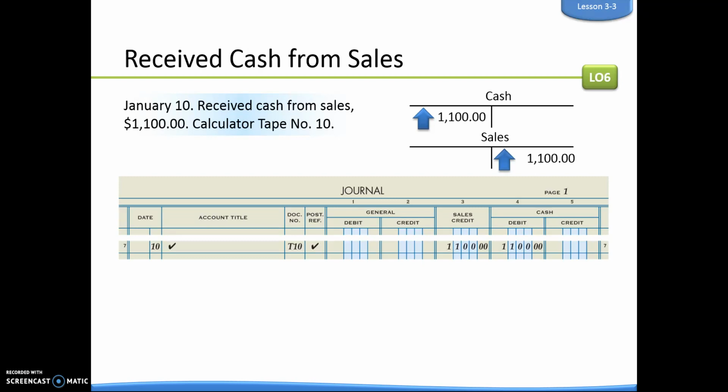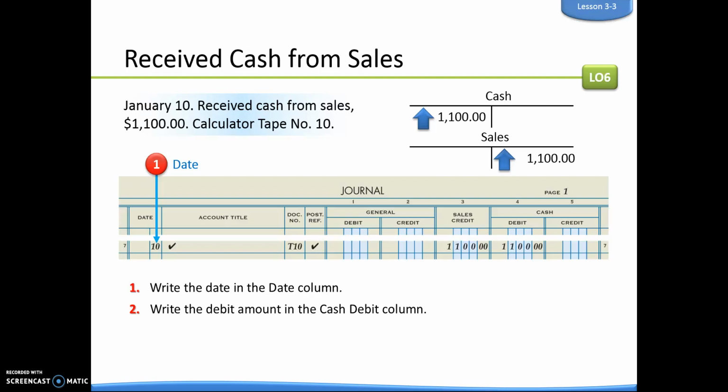Remember that our first step when we journalize is to put our date in. Again, because we're still on the same journal page that we were when we started 3-1, all we need to do is put the date, which is the 10th. Now, the thing I want to point out is that there is no account that needs to go in the account title because both sales and cash are special amount columns. Right over here, you can see sales and cash are both special amount.